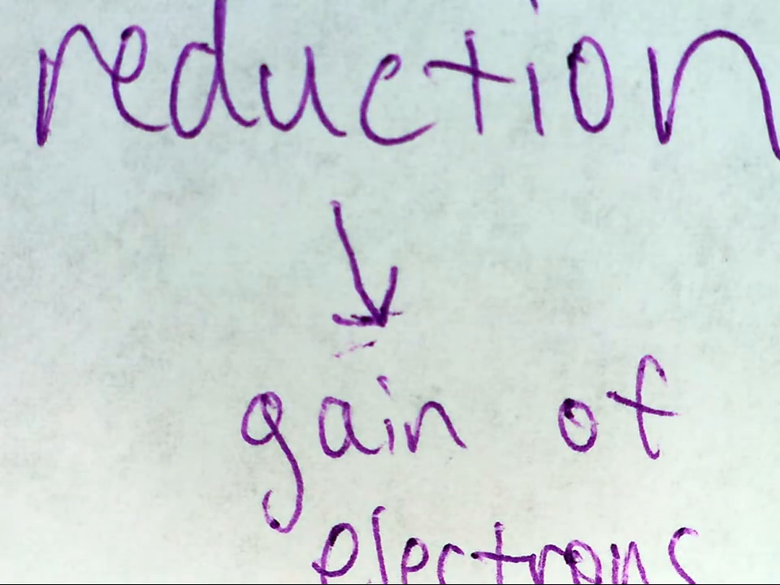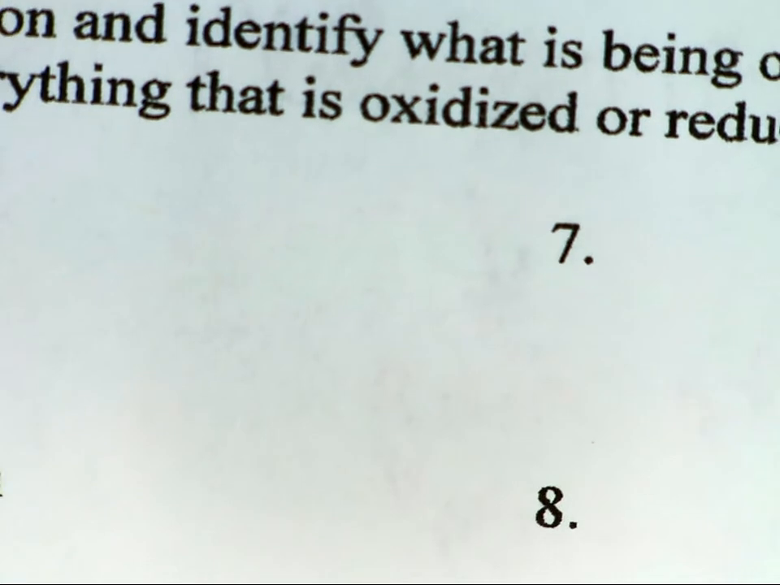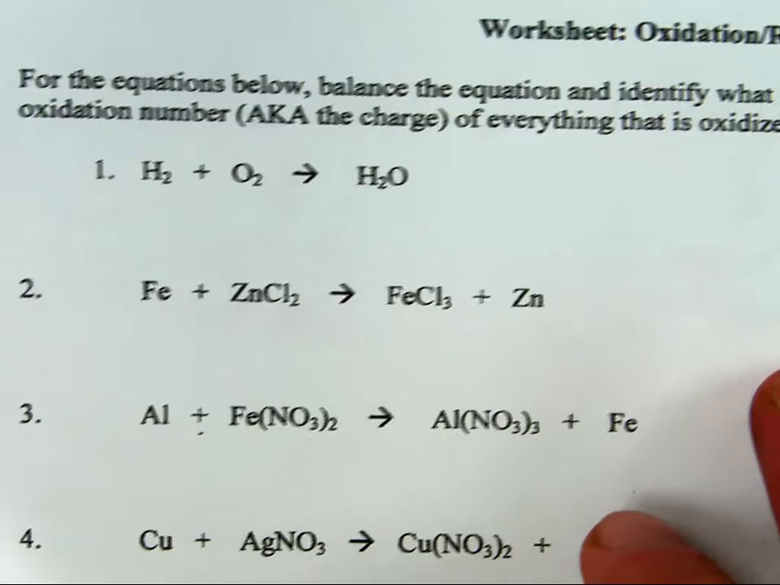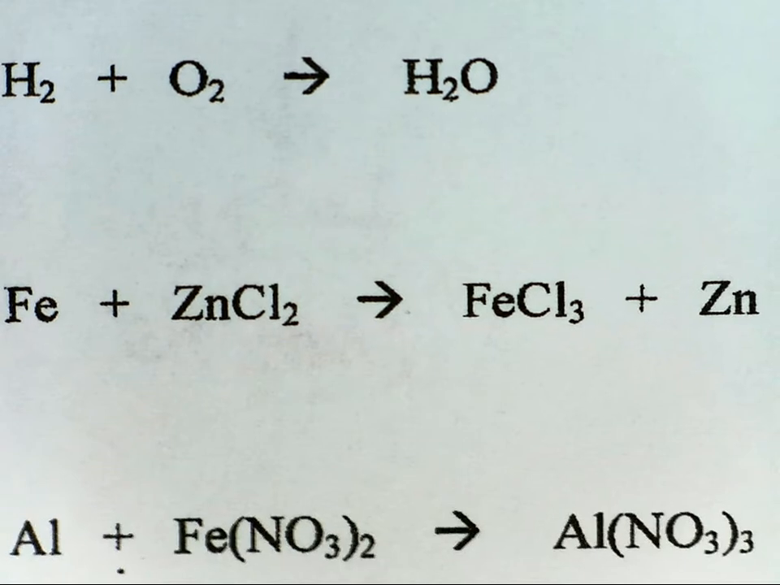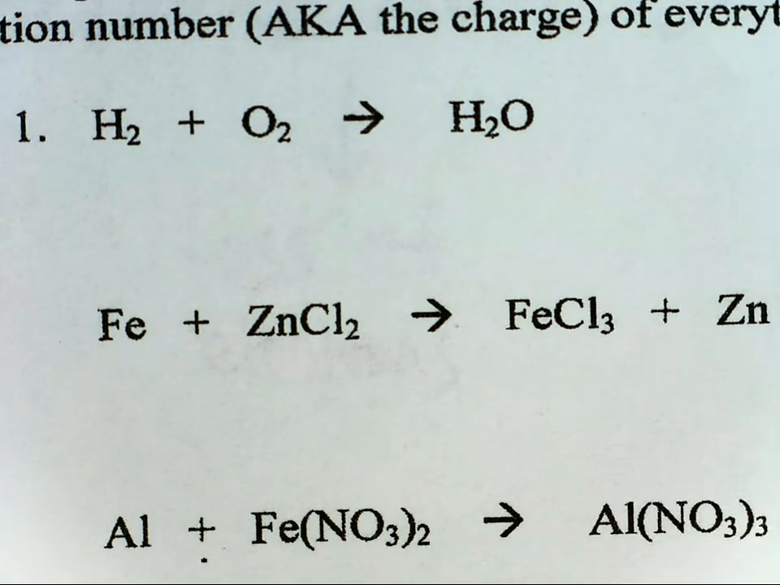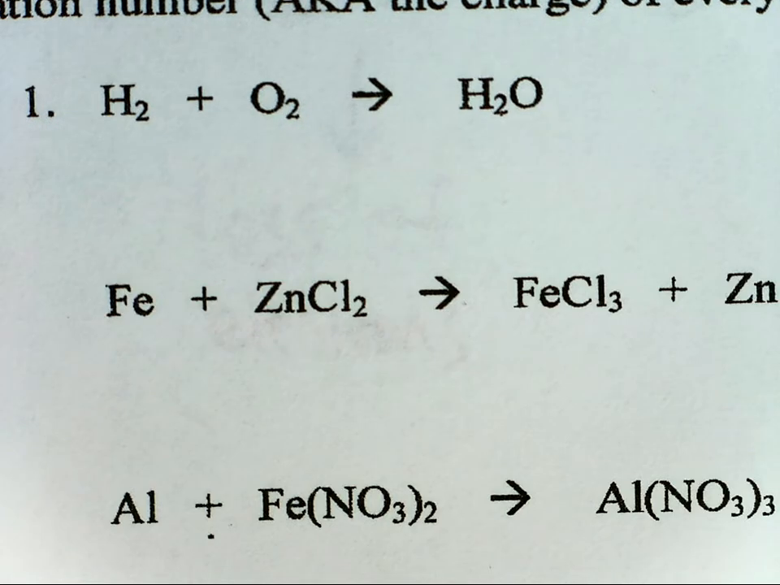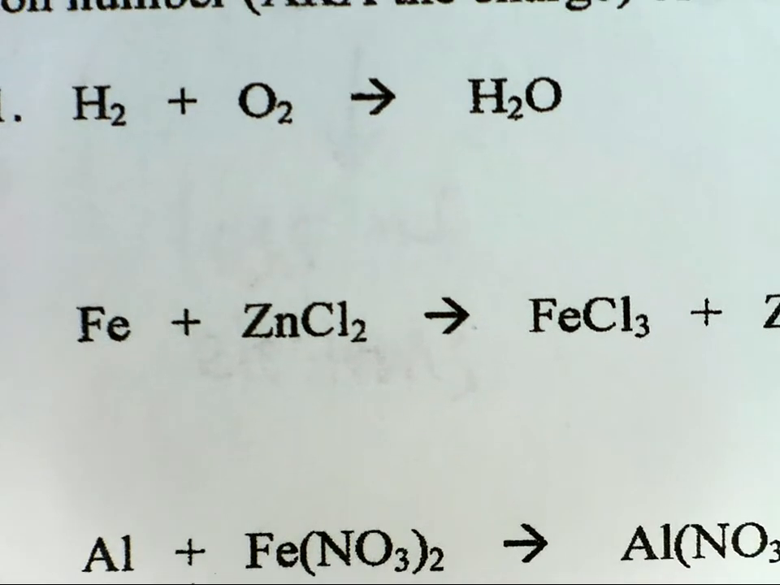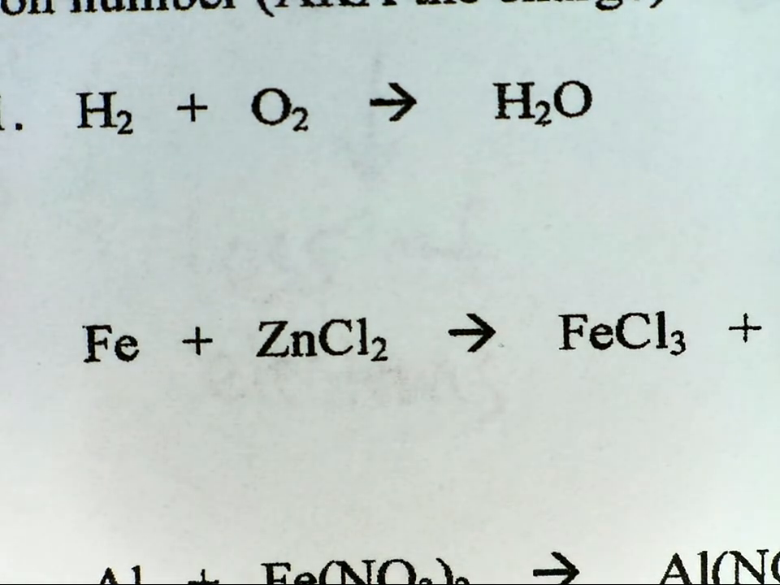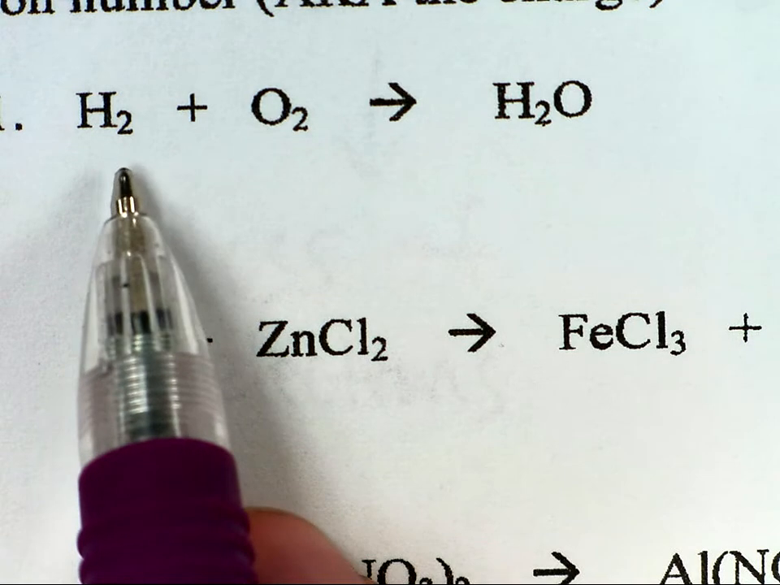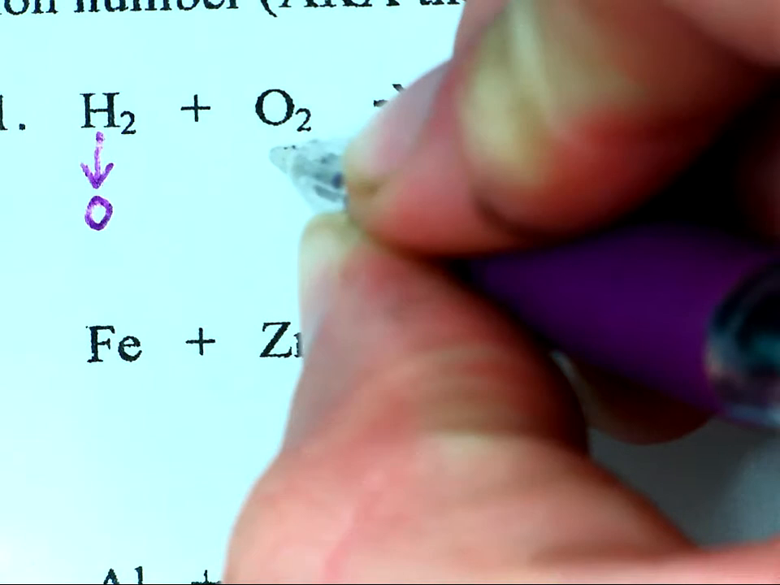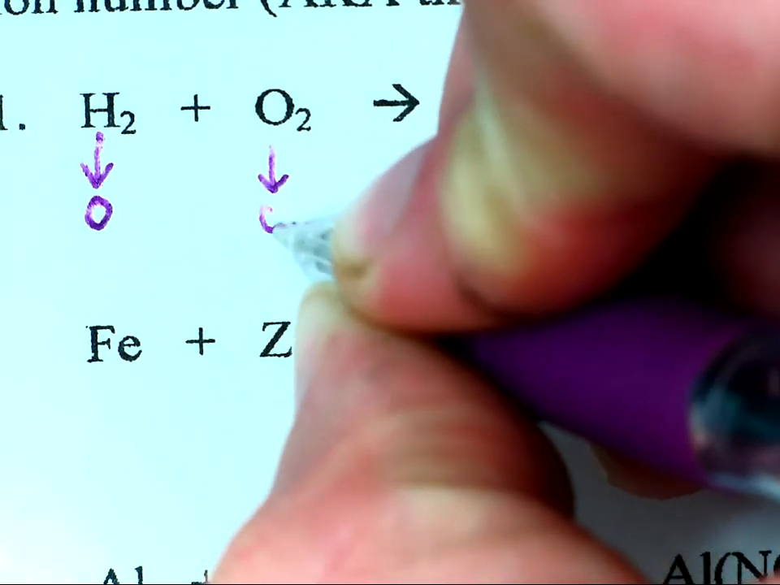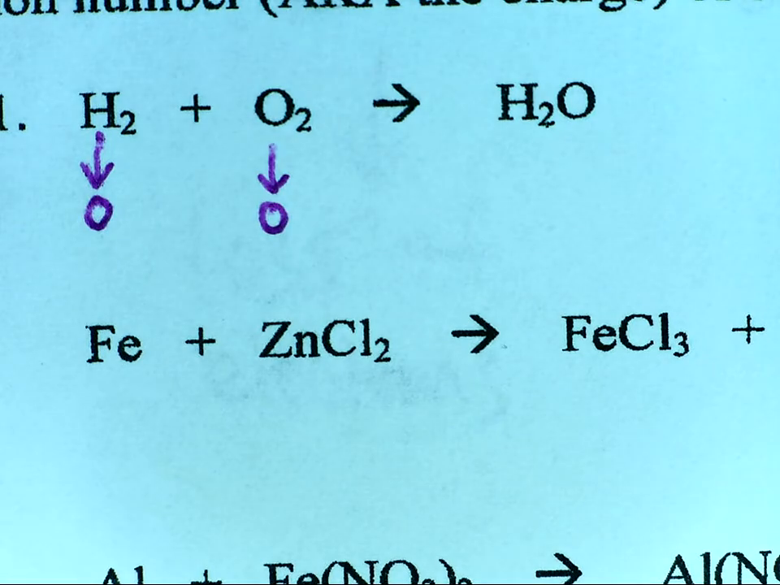Okay, so that being said, let's look at the process of identifying what's being oxidized and what's being reduced, remembering that reduction means gaining electrons and oxidation means losing electrons. So if you have, say, hydrogen plus oxygen makes water, here's what you're going to do. You start by saying that a pure element has no charge, which means H2, the hydrogens, have a charge of 0. Oxygen has a charge of 0 when it's just pure oxygen.